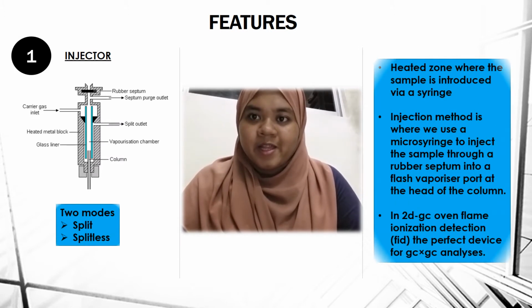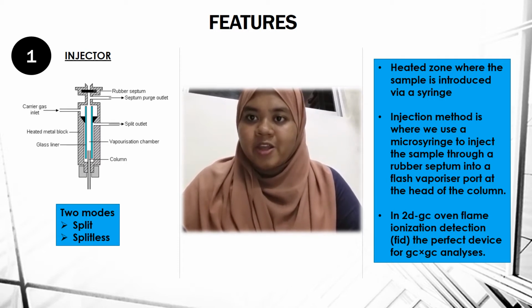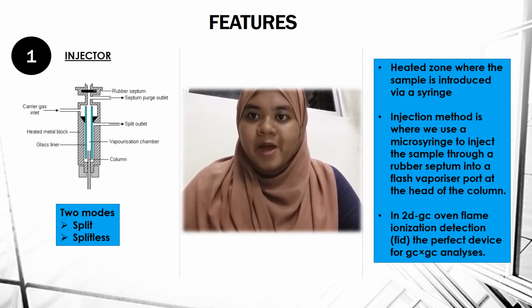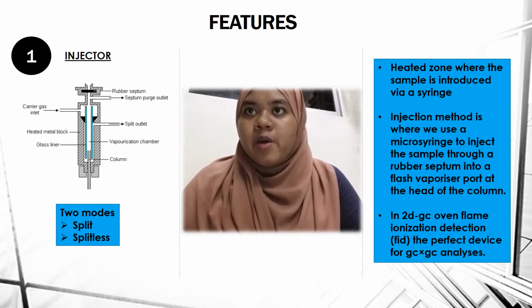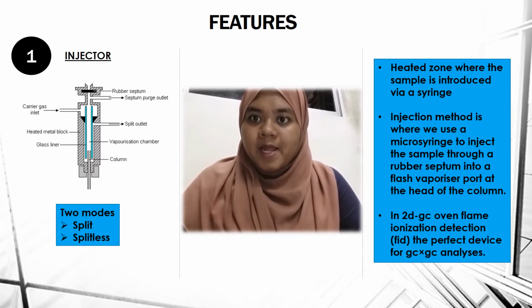So, I would like to describe the injector. The function of the injector is a heated zone where the sample is introduced via syringe. In the injection method, we use a micro syringe to inject the sample through a rubber septum into a flash vaporizer pot at the head of the column. The injector has 2 modes: split and splitless.